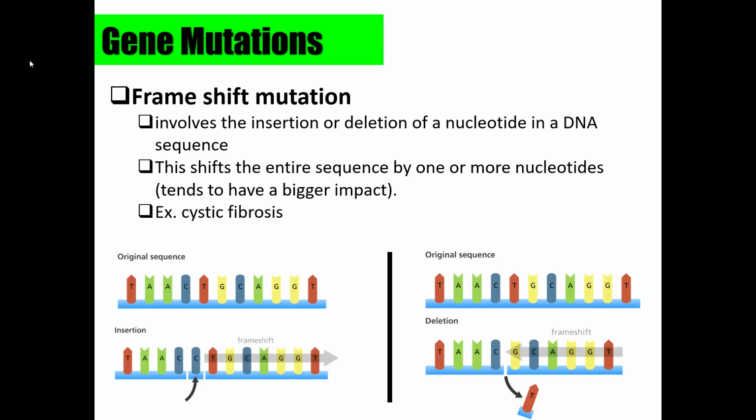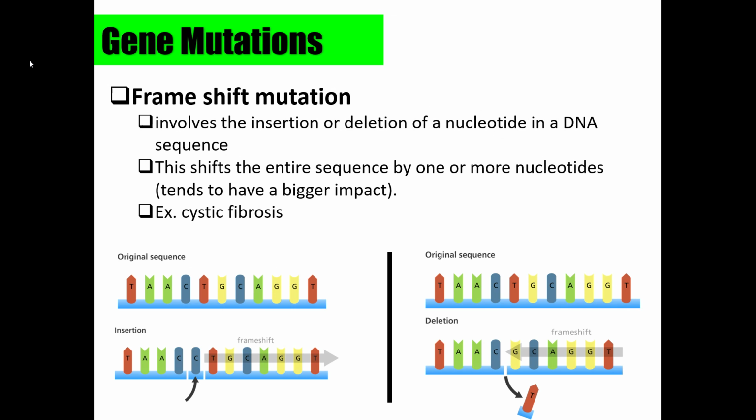Now, a frameshift mutation is going to involve two options. We might have the insertion of a nucleotide, or we might have the deletion of a nucleotide. So when a nucleotide is added or taken out of a DNA sequence, this is going to shift the entire sequence. So we call this a frameshift mutation. So a frameshift mutation is where we have an insertion or a deletion and the entire frame just sort of shifts around.